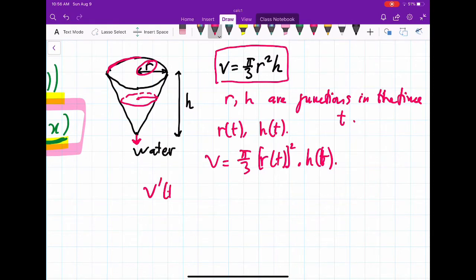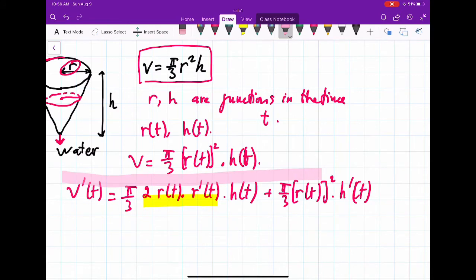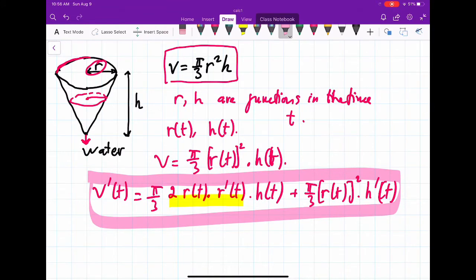So we find the derivative of V in t is pi over 3, and you take the derivative of r squared. You use the product rule because you have two functions in here. So I have 2 times r(t) times r prime(t) times h(t). That is the first term. This is the derivative of r(t) squared, because we need to use the chain rule. Plus pi over 3 r(t) squared times h prime(t). So this formula shows you how the rate of change in the volume depends on the rate of change of the radius and the height. Okay, so that is just an example of how we can consider related rates.